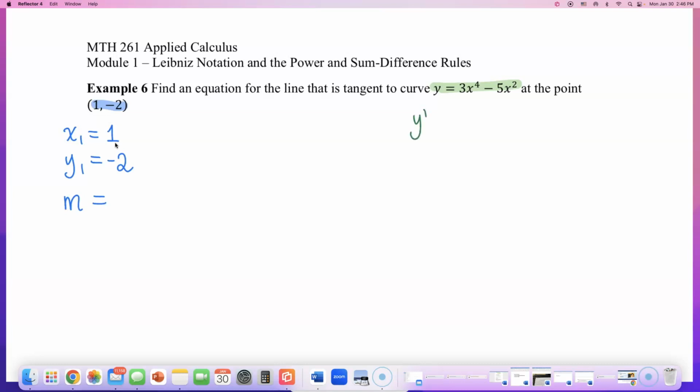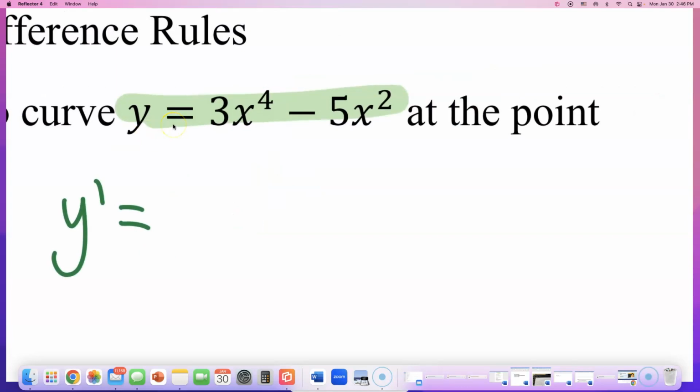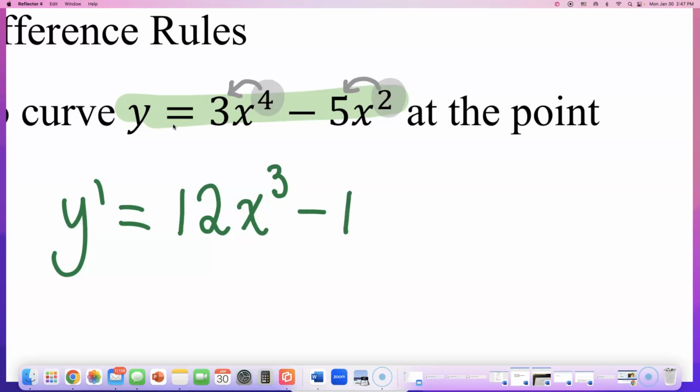y is 3x to the 4th minus 5x squared. So let's use the power rule over here. Bring down this exponent of 4 to the front, and we multiply 3 times 4. You get 12x to the 3rd power minus. Bring down this exponent of 2 to the front and do 5 times 2. That will give you 10x to the 1st power. Okay, so that's the derivative.